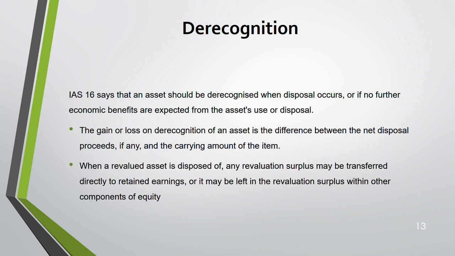Second thing is, when a revalued asset is disposed of, please understand, when you are disposing a revalued asset, what happens? Any revaluation surplus, you can transfer it to the retained earnings. Or it may be left in the revaluation surplus within other components of equity. It's your choice. Either transfer it to retained earnings, or keep it where it is under revaluation surplus only. But this is only for a revalued asset, okay? Not when you are choosing a cost model.